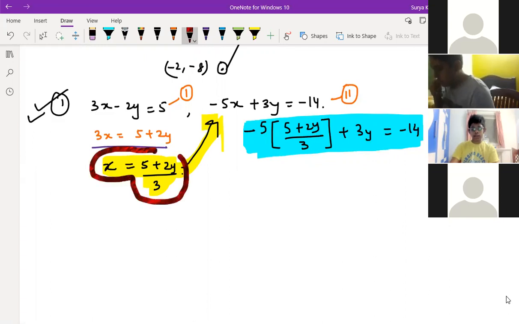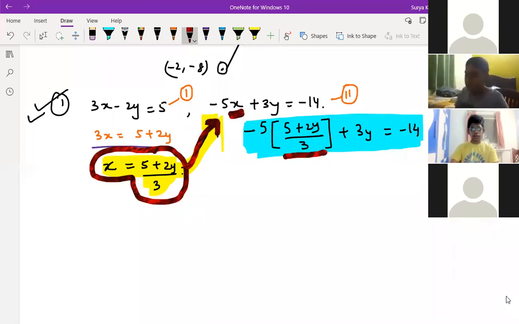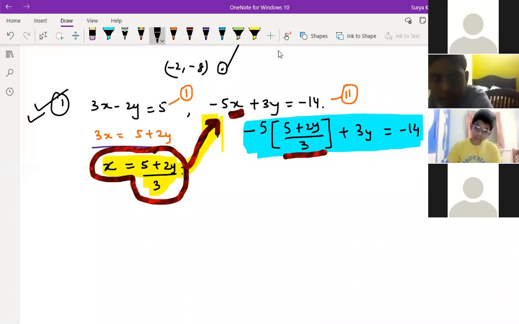This value, yes, we are putting in place of x. So we got this much. Here we are putting. Okay sir. Instead of x, we are keeping this value here. Understood? And now we have to solve. So how to solve this?